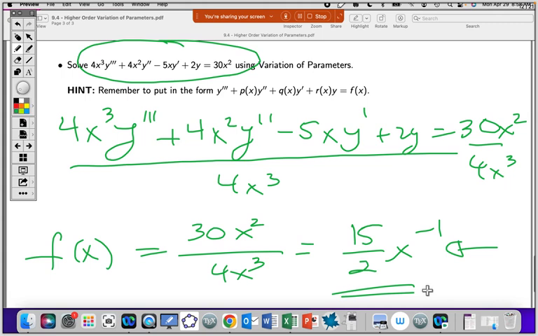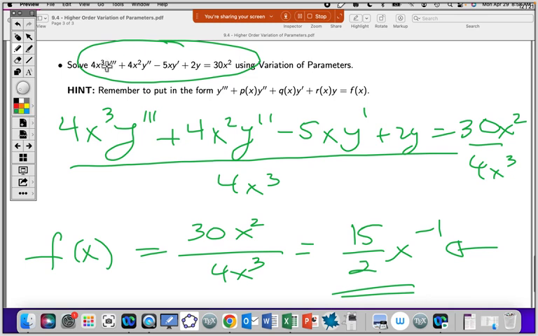So the big takeaway today, right, we spent a good 10 minutes reviewing where the variation of parameters came from. It came from Cramer's rule back in section 5.7. Variation of parameters here in section 9.4 comes from Cramer's rule. Everything we did comes back to Cramer's rule and extending that from a 2 by 2 system of equations to a 3 by 3 system of equations.